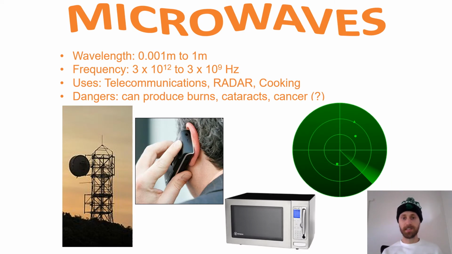Now we've got microwaves, which are the next biggest one. After radio waves, they're the next largest one. So even though they're called microwaves and micro sounds like really small, they're actually pretty big in the scheme of things compared to the other kinds of light. We use microwaves in, surprise, microwave ovens. We use them for things like radar, and we use them for telecommunications as well. Dangers: they can produce burns and they can produce cataracts, and some people think they produce cancer.